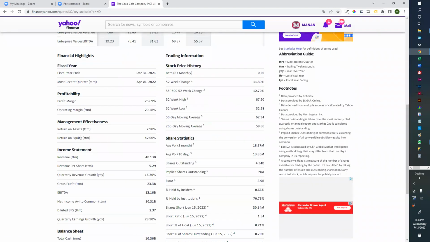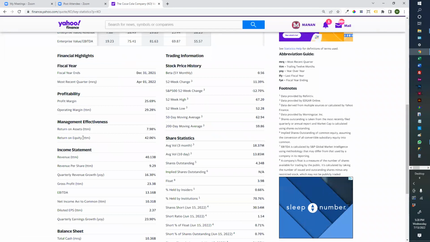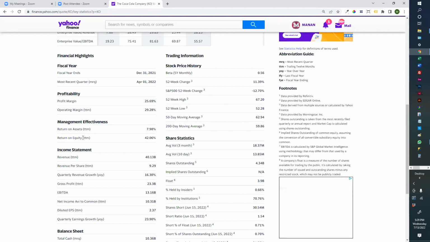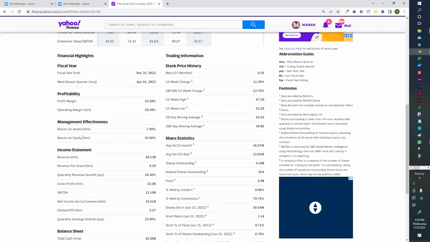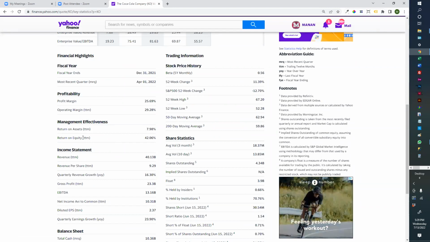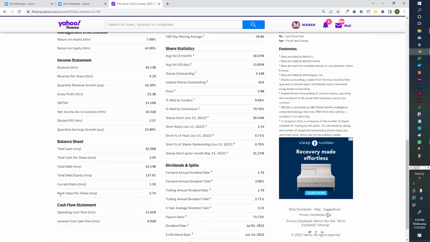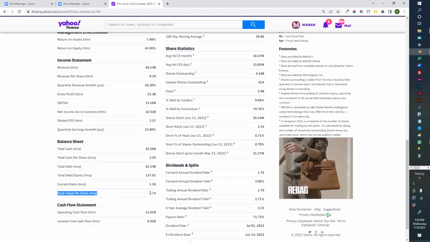Let's say the return on equity, I just want to keep it 40%, okay? In either situation, I have to find out the last 10 years of return on equity. I don't have that data, but assuming that Coca-Cola is producing 40% return on equity on average for the last 10 years. What other thing I want to see is the book value. So the book value is $5.74. I want to make a note of that.